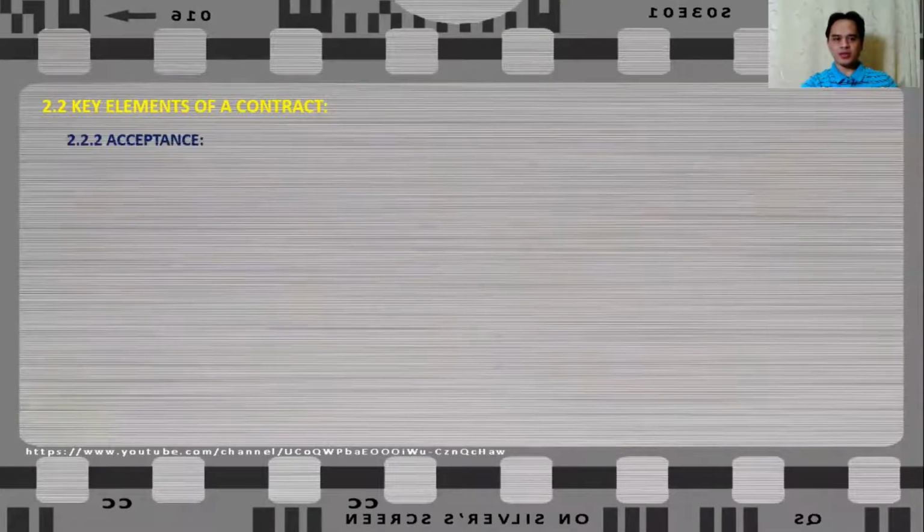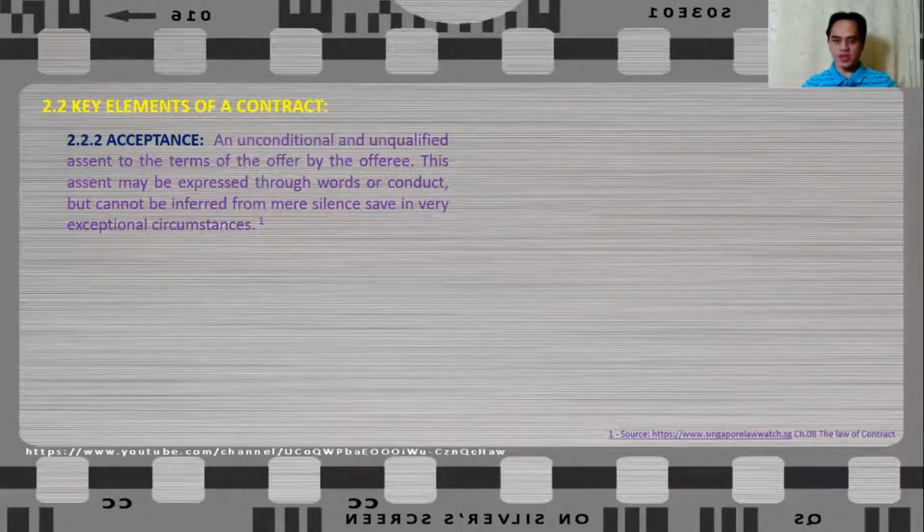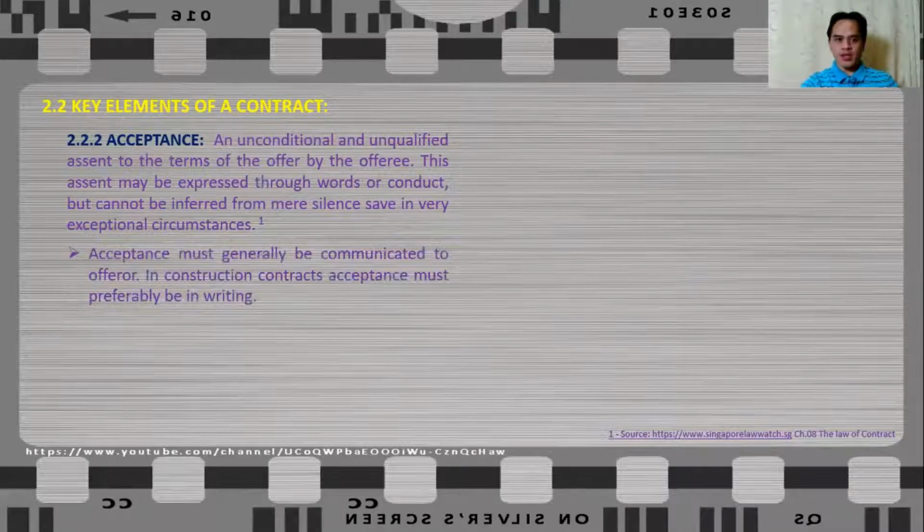Let us now talk about acceptance. Acceptance is an unconditional and unqualified assent to the terms of the offer by the offeree. This assent may be expressed through words or conduct, but cannot be inferred by mere silence save in very exceptional circumstances. And construction contracts do not fall under these very exceptional circumstances. Acceptance must generally be communicated to the offeror, and in construction contracts, acceptance must preferably be in writing.